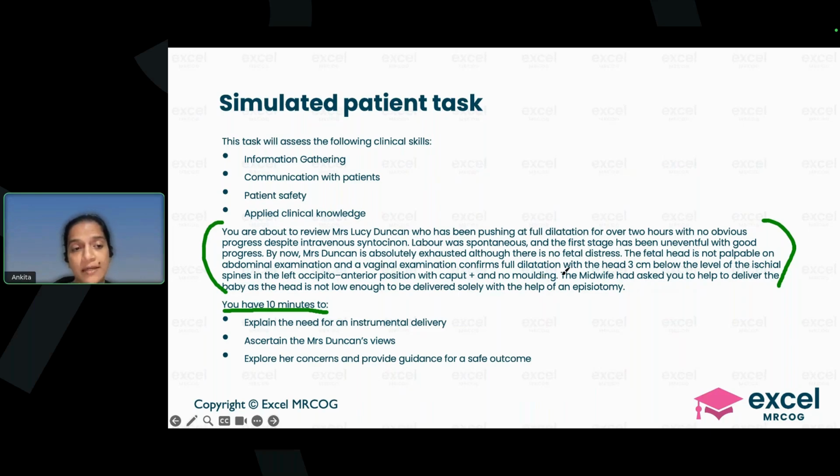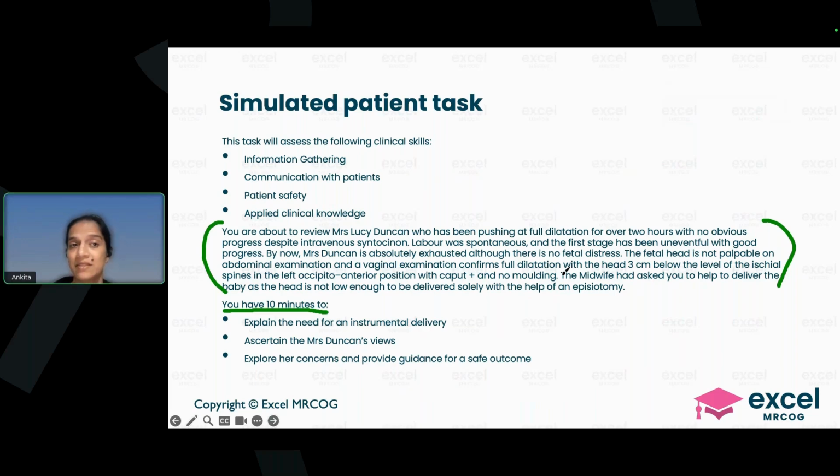So this assessment of the situation is what you need to interpret when a particular situation is given, and that is situational awareness. You must be able to interpret the information that is given to you and apply your knowledge of forceps delivery, whether instrumental delivery would be applicable in this case or not. If it is applicable, then you're going to tell her about the instrumental delivery. Now what has been given to you is that the midwife has asked you to help deliver the baby as the head is not low enough to be delivered solely with the help of an episiotomy. So you know that you need to apply an instrument.